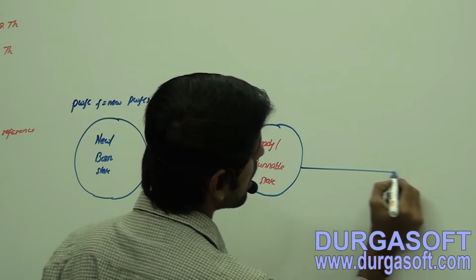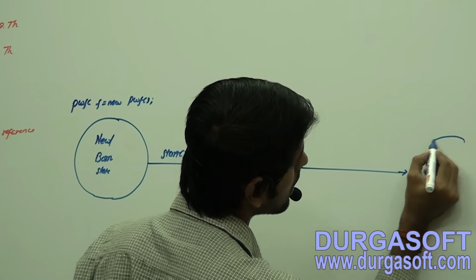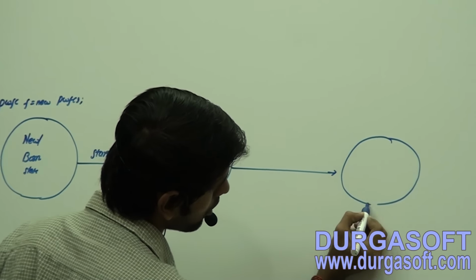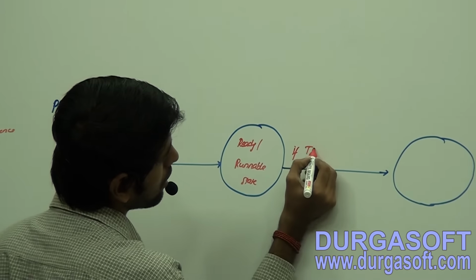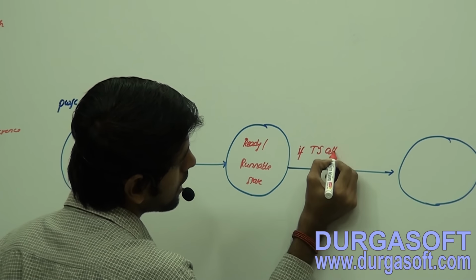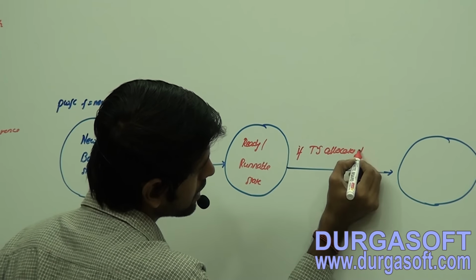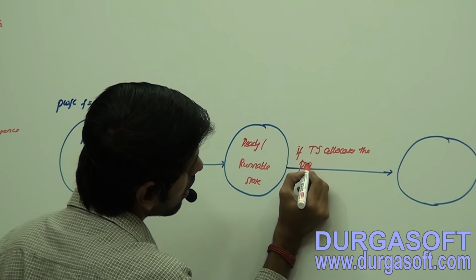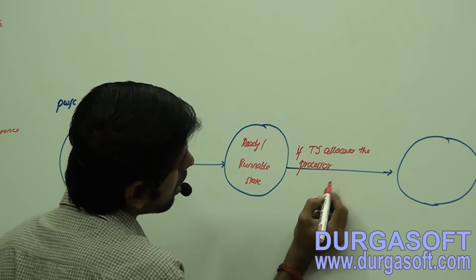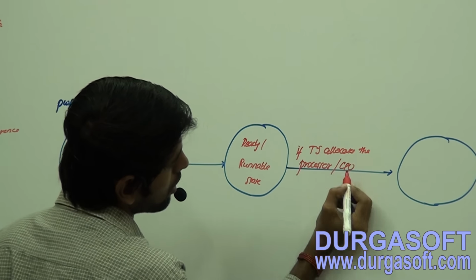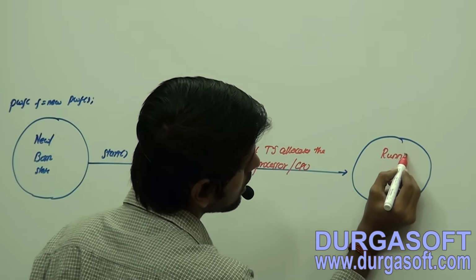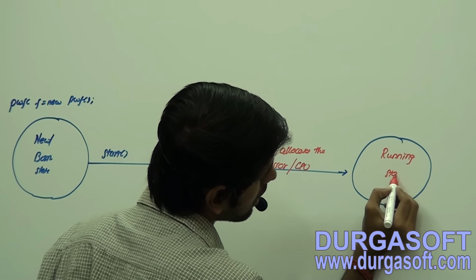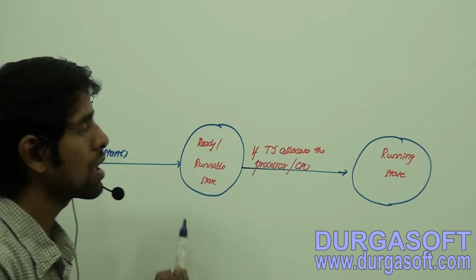Okay, and after that, if the thread scheduler allocates the processor or CPU, then our thread will be in which state? A running state. Okay, it is in running state. Now it is fine. Till here it is fine.